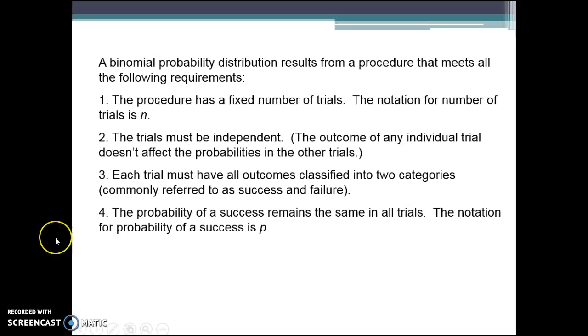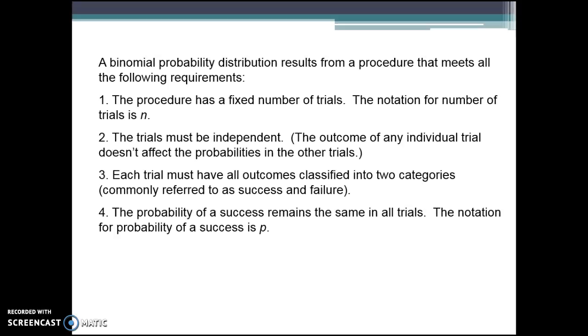So the first requirement is that we have a fixed number of trials. Okay, and in this scenario, each trial is the flipping of a coin. Okay, so we've got 20 trials. That's a fixed number. We decided in advance it's going to be 20. Okay, so the notation for number of trials is n. So here n equals 20.